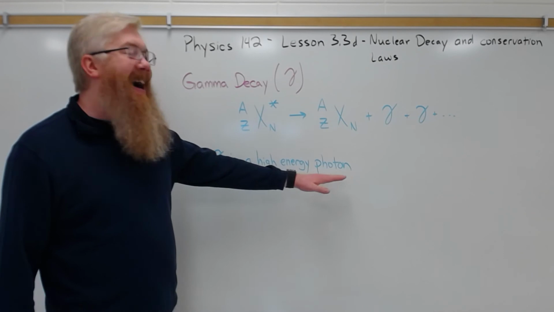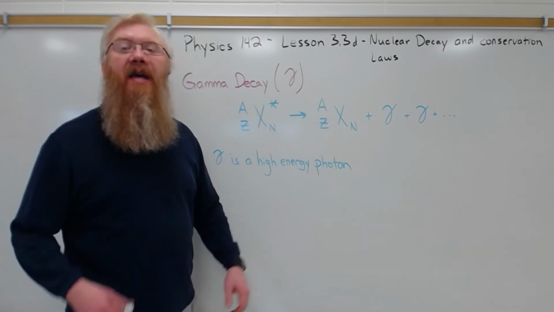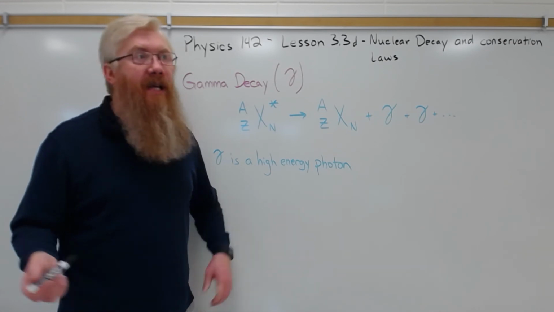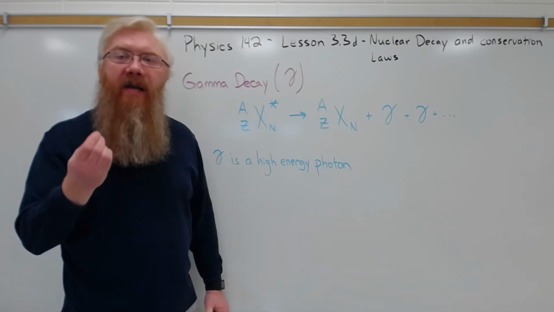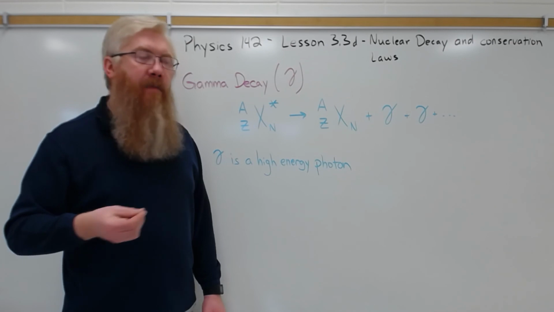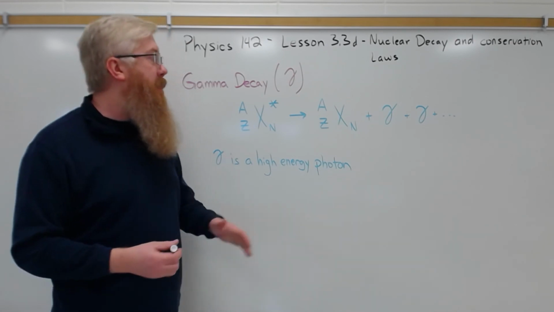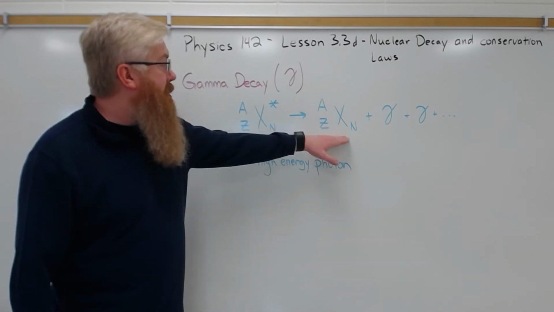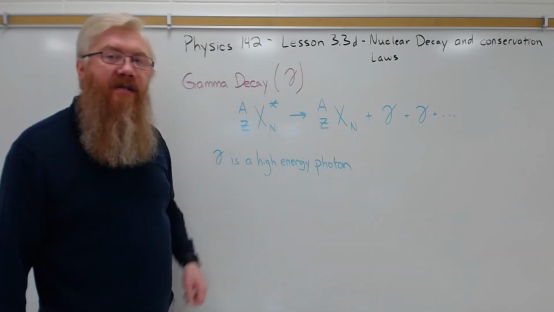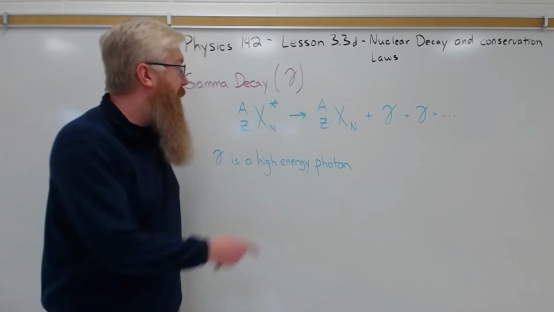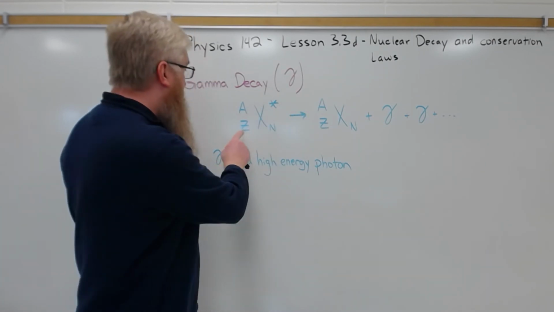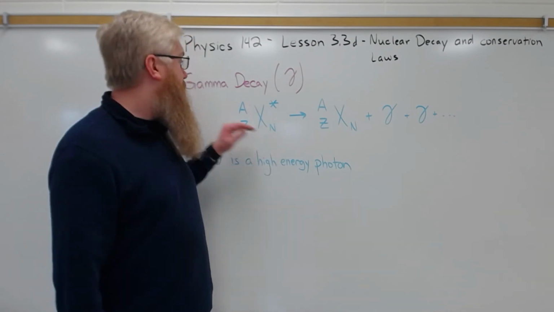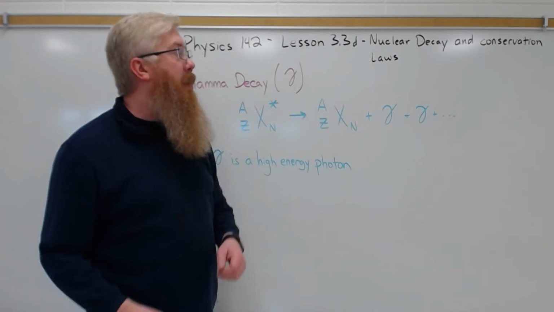So it is very highly penetrating. Gamma rays can penetrate much more easily through materials. Just like X-rays pass through your body, gamma rays are even more energetic and more easily pass through your body or through materials. So the element doesn't change, right? Number of protons stays the same. Again, looking at conservation, number of nucleons is the same on both sides. Number of protons is the same on both sides. So the charge is the same on both sides. So this keeps with our conservation laws.